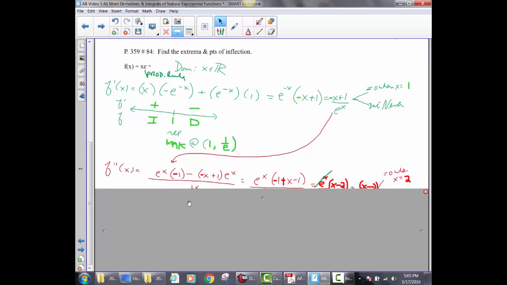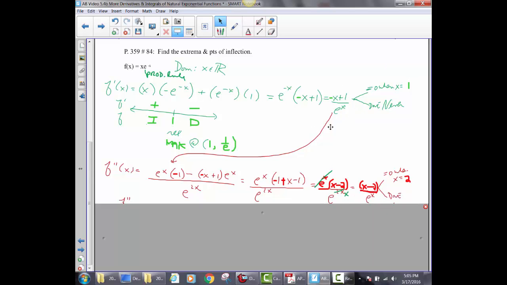Now they also wanted points of inflection, so we're going to need the second derivative. So here's my first derivative right here. Well, I'm going to use a quotient rule. So I have denominator squared. I have denominator times derivative of numerator minus numerator times the derivative of the denominator.